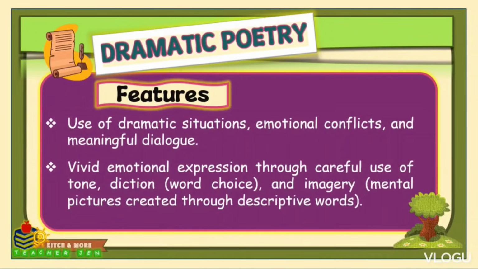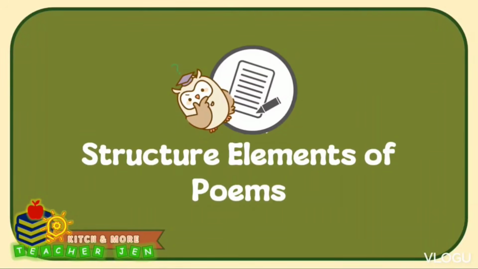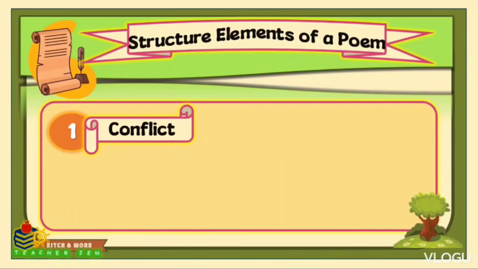Another one is vivid emotional expression through careful use of tone, diction, and imagery. Every word in dramatic poetry is chosen for maximum impact, whether it's the sharpness of an angry rant or the softness of a love confession. The tone, word choice, and imagery work together to create scenes so vivid you can almost see them happening right in your mind's eye. Let's now proceed to the structure elements of poems.